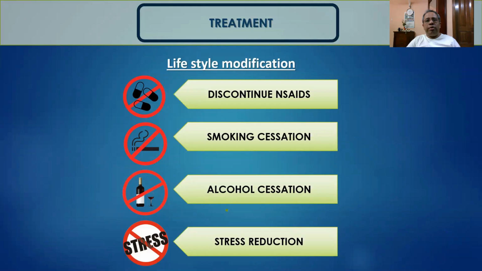Discontinue NSAIDs. Advise the patient, don't treat the pain with NSAIDs. If there is pain, take acetaminophen, paracetamol, not stronger drugs, because they cause more irritation, more ulceration there. Smoking must definitely be avoided. Alcohol cessation is needed. Stress reduction: if there is less stress, there is more blood supply to the stomach, and the patient is calmer, so there is less chance of complications of peptic ulcer.